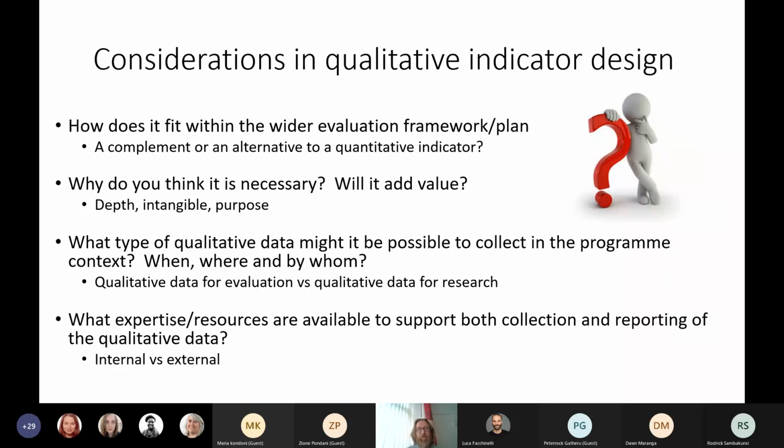And of course, just the practicalities. What type of qualitative data might it be possible to collect? When would you collect it? From where and who would do that? The previous slide gave examples of what you might collect and what you might do with it. This is really thinking about who is going to do that and when you are going to get that data. And what resources do you have to not only support that collection, but also the reporting of it? Internally, research support staff in particular can be really valuable here, and I think are often an underused resource.